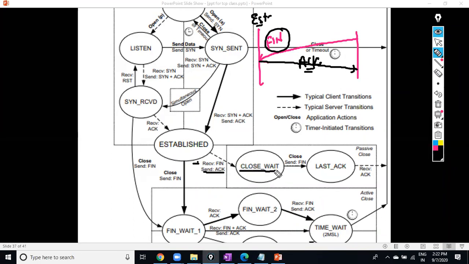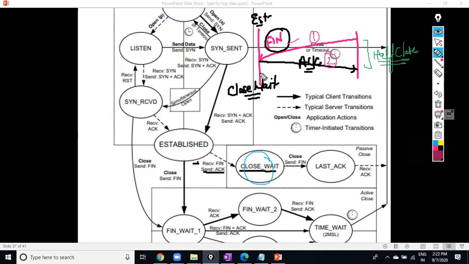Which state will I be in? Now I'm in close wait state. This one, close wait is there. Now, next thing is what? FIN is done, this is done, second is done. Now it's time to send FIN for me. After that, this concept is known as half close also.